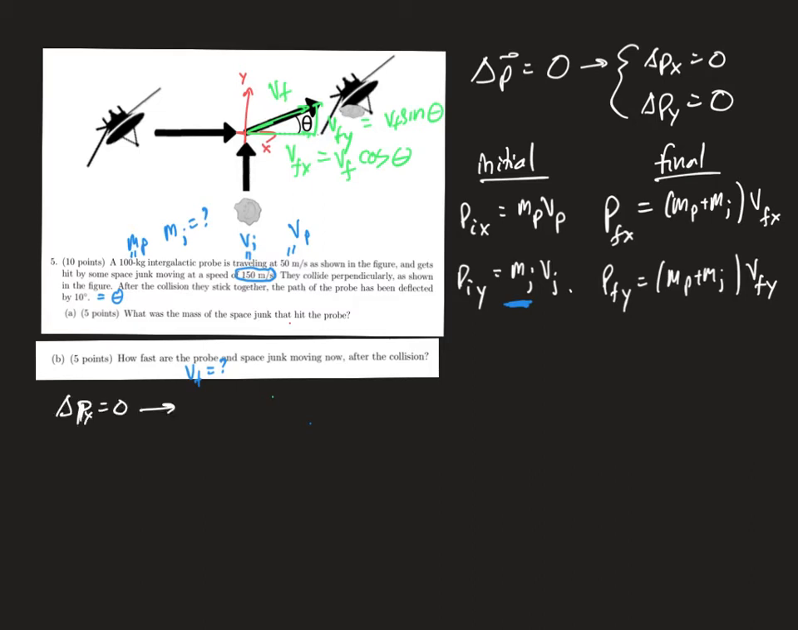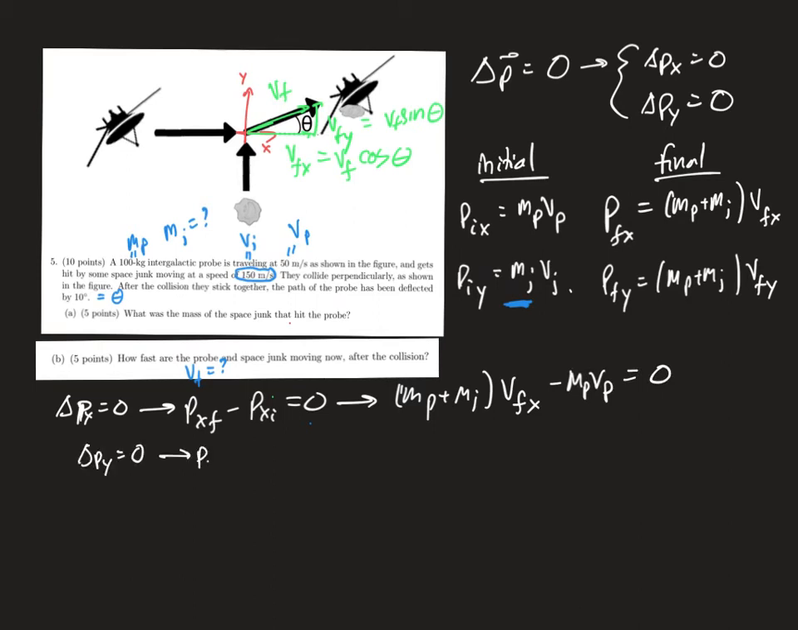So conservation of momentum in the x direction, pxf minus pxi is 0. Pxf is just going to be the sum of the masses, mp plus mj, times the velocity component in the x direction, subtracted off by the initial, which is mpvp. Doing the same thing in the y direction, the change in y is 0. That means that pyf minus pyi is 0. And again, for the final momentum, that's the sum of the masses times the velocity now in the y direction, subtracted out by just the asteroid piece, or the space junk piece, rather, mj vj.